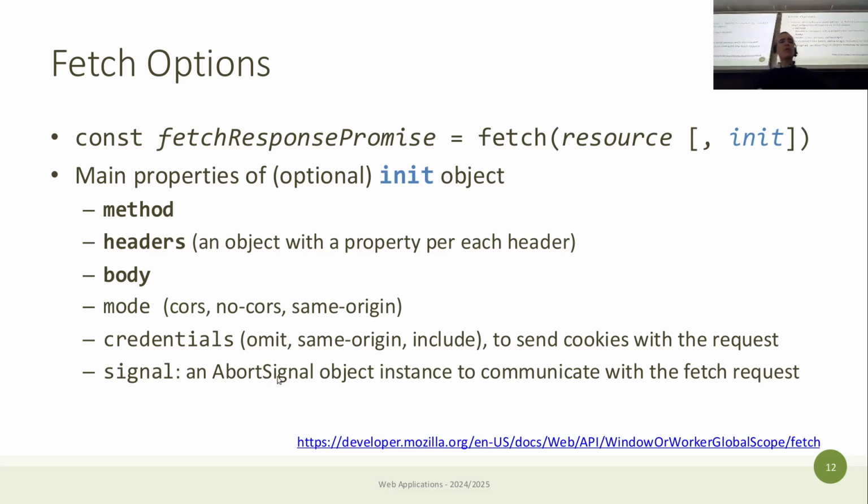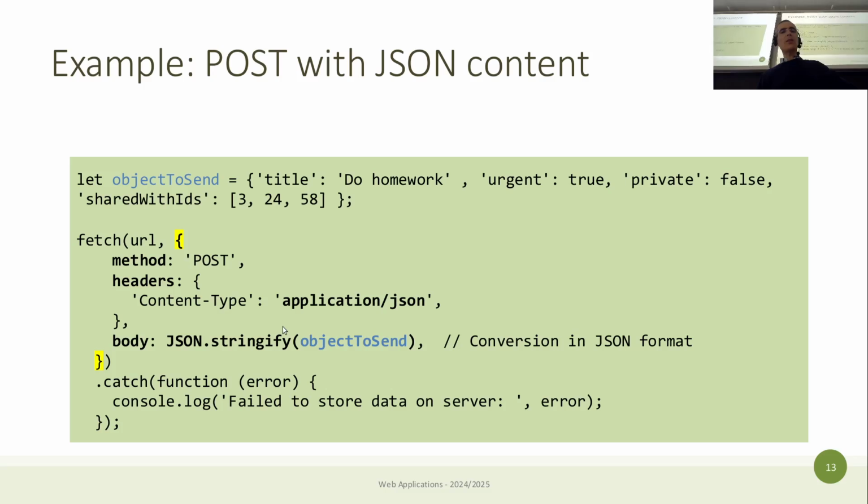Just a few options. For instance, I would like to send a post, a put and a delete. Where do I put it? Well, there's an object I can set with the method, with the headers, and with the body. Plus some other stuff that we will see only when it's needed.